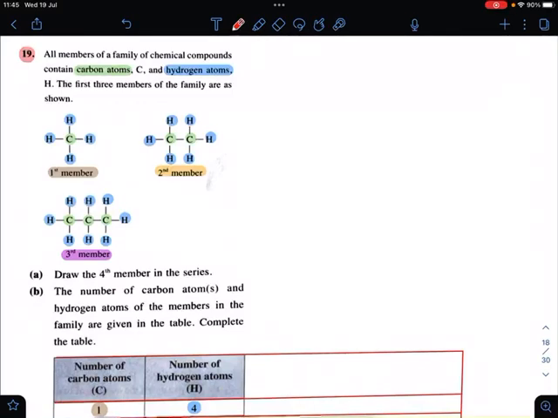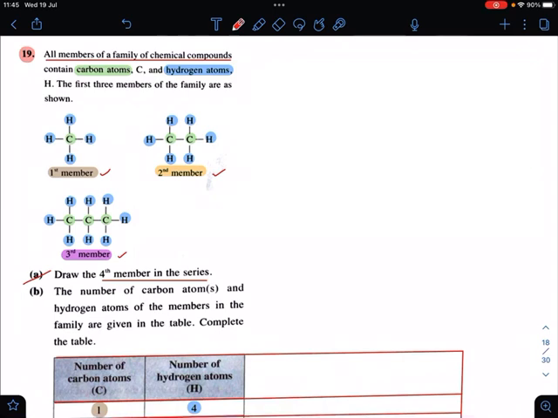We have a question here from my Sec 1 student, and this is a topic on number patterns. All members of a family of chemical compounds contain carbon atoms and hydrogen atoms. The first three members of a family are shown. We are required to draw the fourth member in the series.